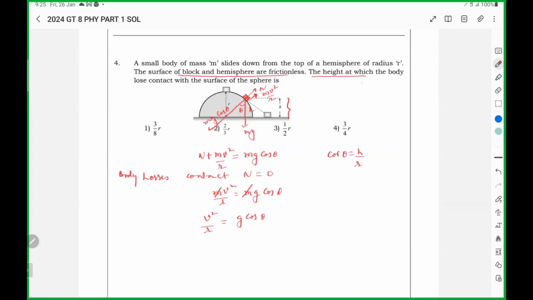So he is asking the height at which the body loses contact. So this is nothing but gh by r, r gets cancelled. v square is equal to gh. So height will be v square by g. That height we should express in terms of the radius.